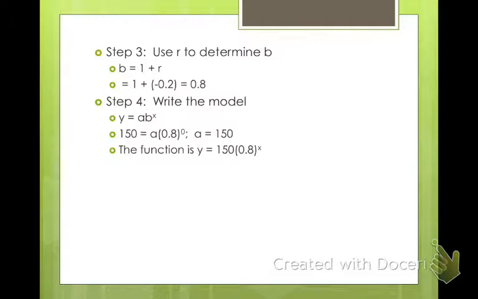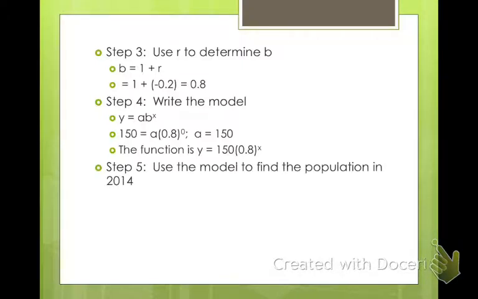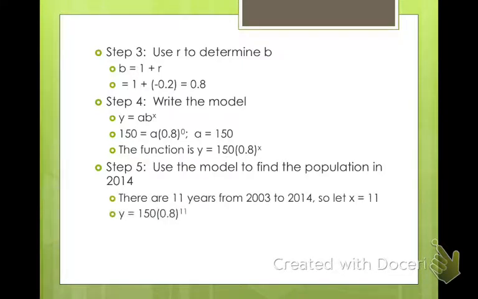So here is our function. Y equals 150, our starting amount, times our B, which is 1 minus our rate, because it's a rate of decrease, 0.8 to the x power. So now we can say in 2014, starting with 2003, with our 11 years, plug that all in, and we get that if this trend continues, there will only be 13 Iberian lynx left.